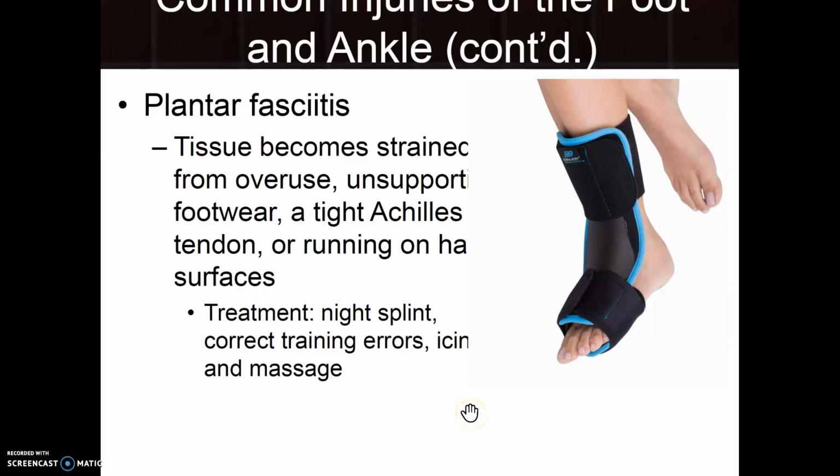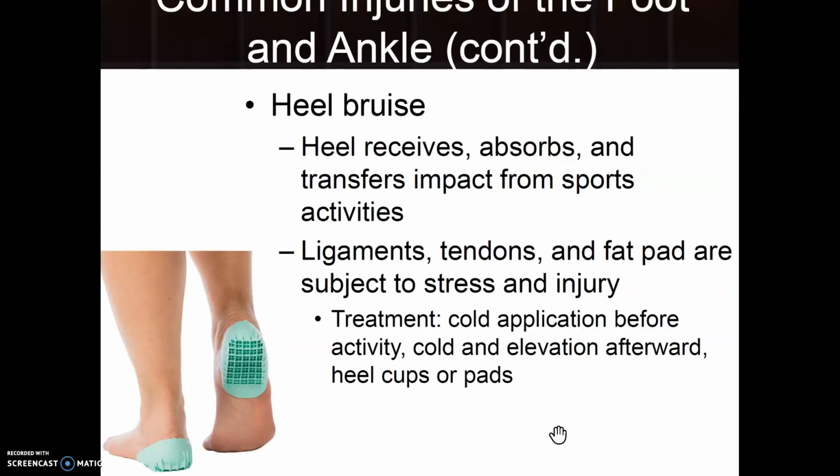And so a treatment is called night splints, where they prop the ankle into a dorsiflexed position. So this is a solid brace, and it's velcroed at the distal end of the calf and the distal end of the foot, keeping this 90-degree angle while they sleep. Icing and massage are also indicated treatments for plantar fasciitis.